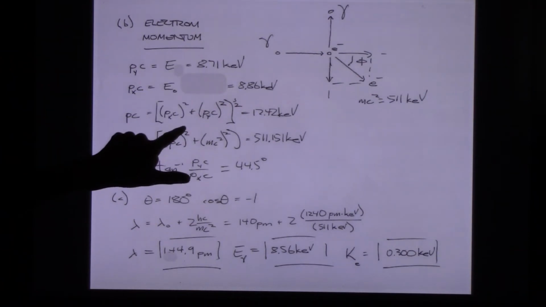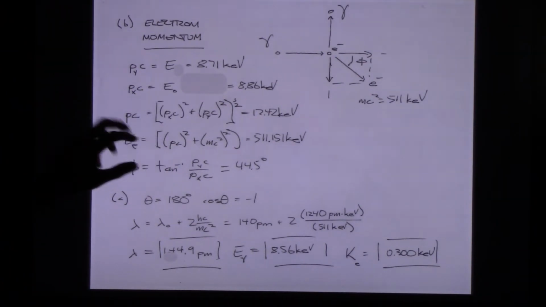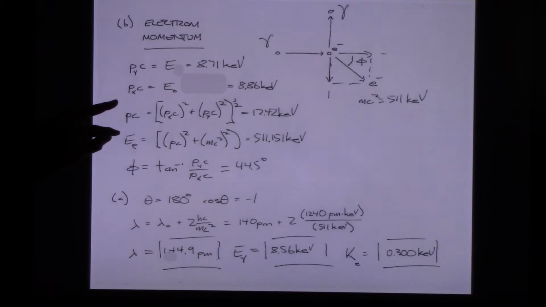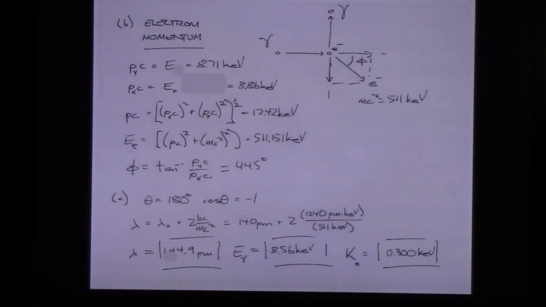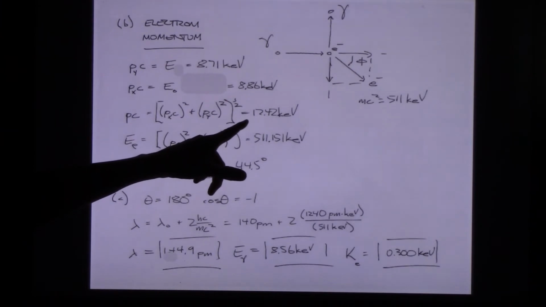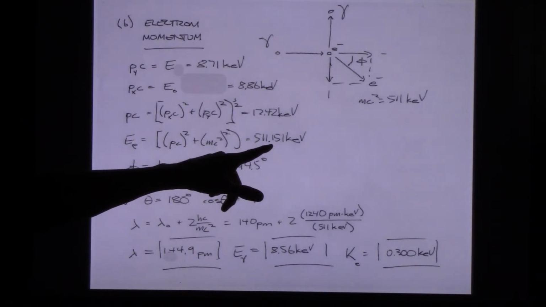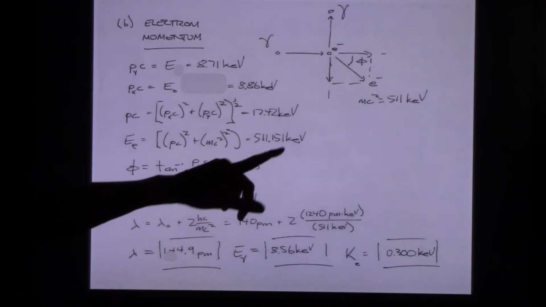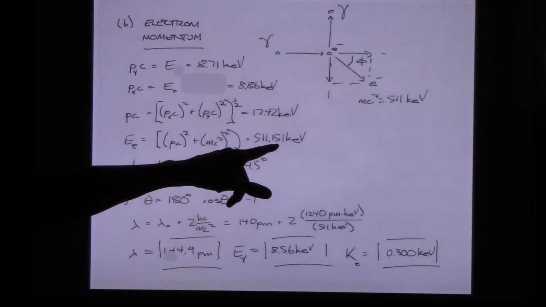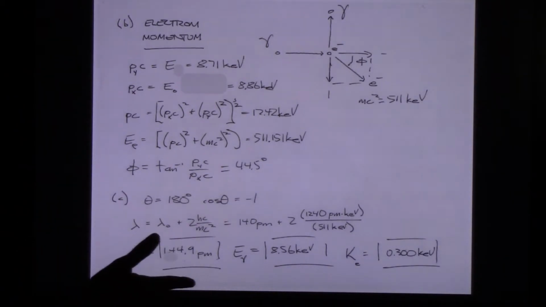So I can combine those. There's Pythagoras' theorem right there. It says that the combined momentum, the magnitude of the momentum, is 12.4 keV. And then I can solve for the energy of the electron. Now it turns out that is not so big. The energy of the electron goes up to 511.151, but that 1.1 is familiar. That's the kinetic energy that the electron acquired.